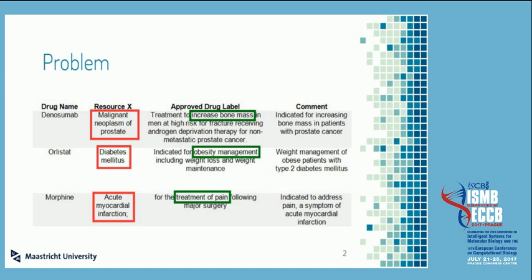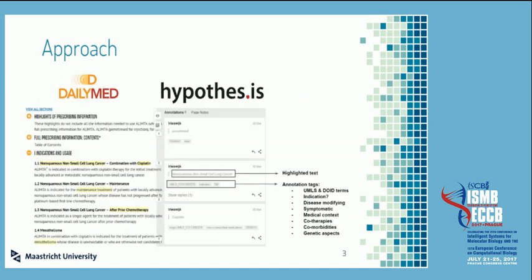But actually, if you study the approved drug label for the drug, then you find that it is indicated to increase bone mass in patients with prostate cancer. Similarly, for Orlistat, it's indicated for obesity management in diabetic patients rather than treating diabetes directly. And similarly, for morphine, we know it's indicated for the treatment of pain for various diseases and not the disease itself.